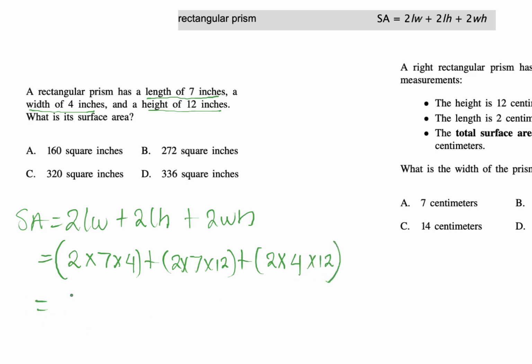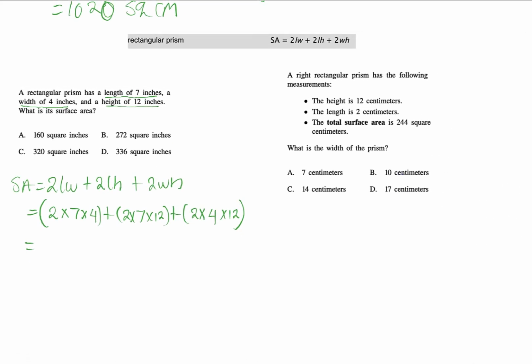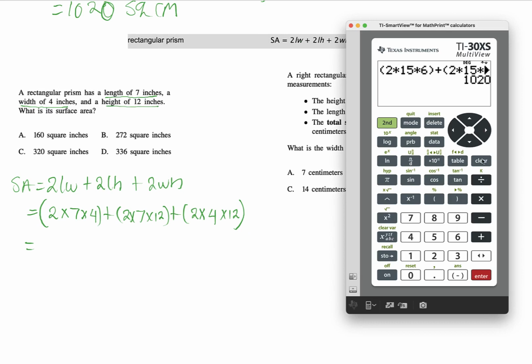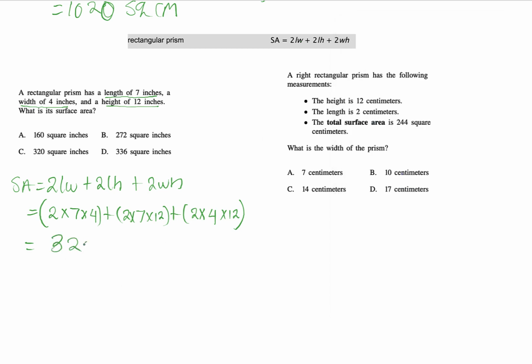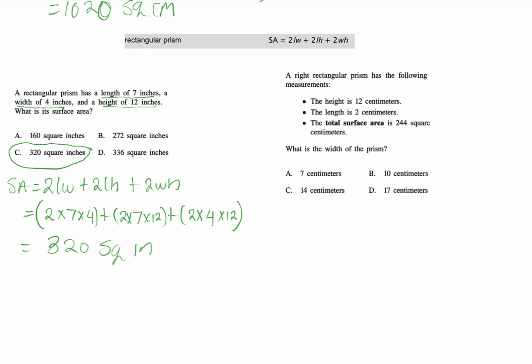And again, you can put this all in your calculator. Let's get our calculator. That's clear. So again, open your parentheses. 2 times 7 times 4 plus 2 times 7 times 12 plus 2 times 4 times 12. Our answer is 320, so it's 320 square inches. So our answer is C.